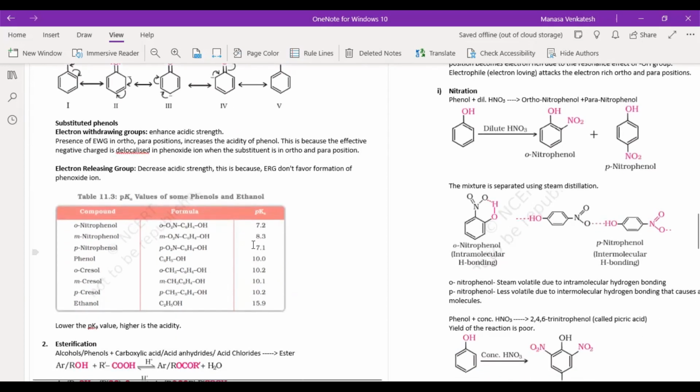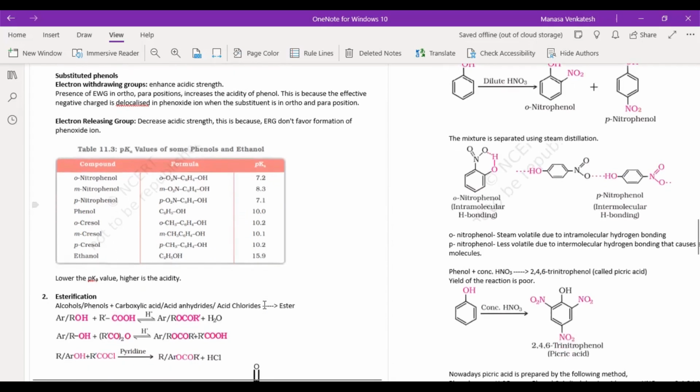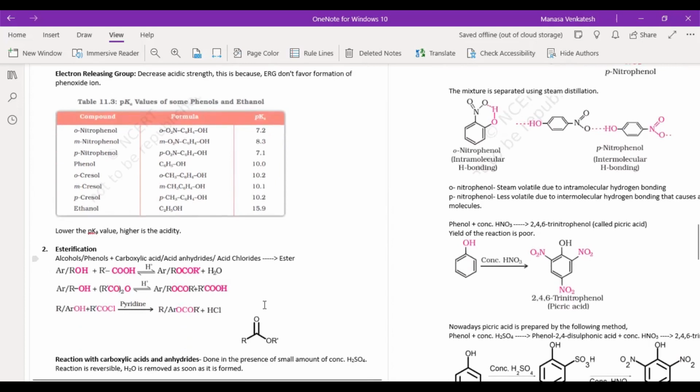So here you have pKa values. The higher the pKa value, the lesser the acidity, which means the lower the pKa value, the more the acidity. Notice over here you have ortho nitrophenol. First of all, the nitro group is an electron withdrawing group, and at the ortho position its acidity is quite high. And at the para position also, there is a high amount of acidity. Ethanol, on the other hand, is less acidic than phenol, and that's obvious from the fact that its pKa value is 15.9.